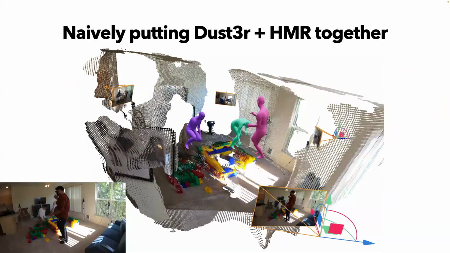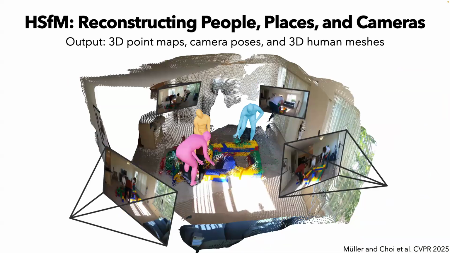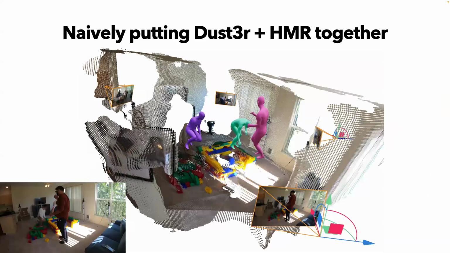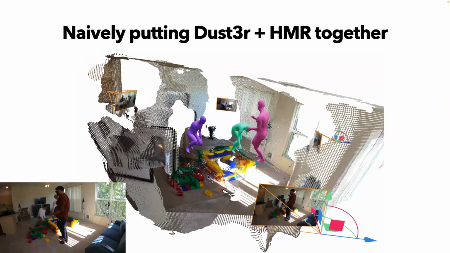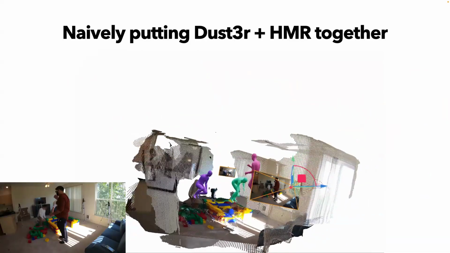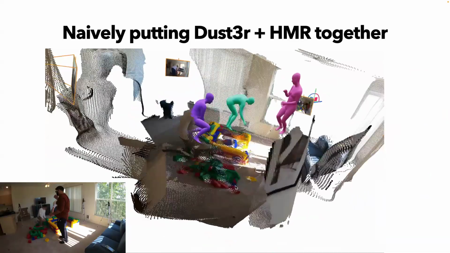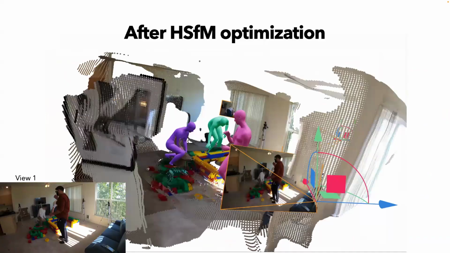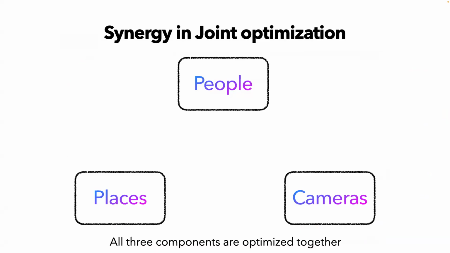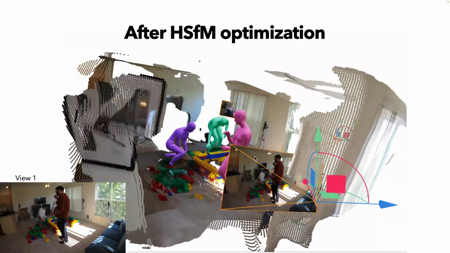And the output is a coherent 3D reconstruction of people and the scene and the cameras. And so naively putting DUSt3R, which is the off-the-shelf starting point of these point clouds, and humans together, they're floating around. Actually, this is even after our scale things. But after optimization, they are all kind of together.